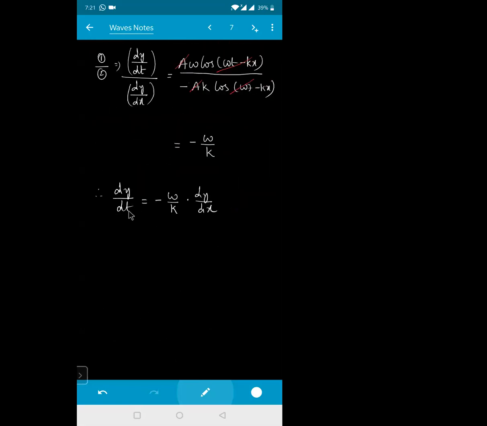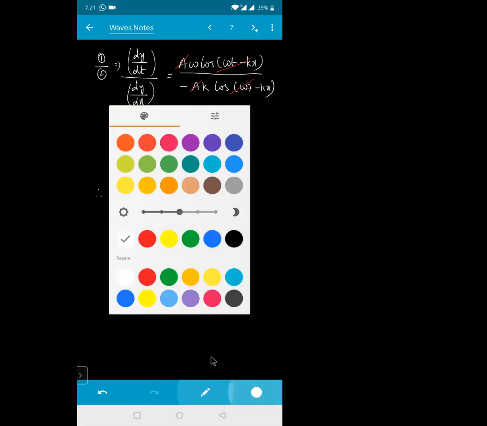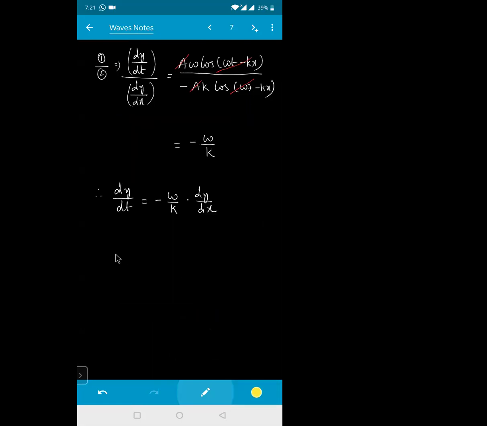You tell me, what is dy by dt? dy by dt is the velocity of the particle. Velocity of particle equals minus omega by k, which is nothing but the velocity of the wave, represented by v, into dy by dx. Is it clear for everyone? So velocity of the particle will be equal to wave velocity into dy by dx. This v is known as wave velocity.